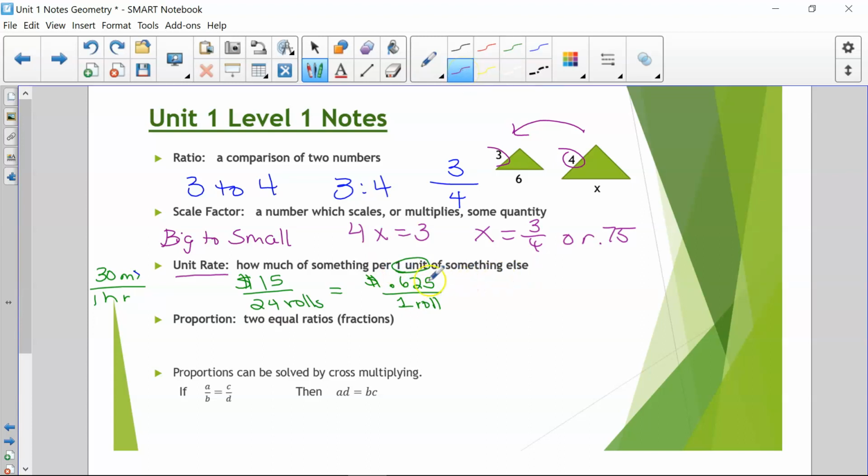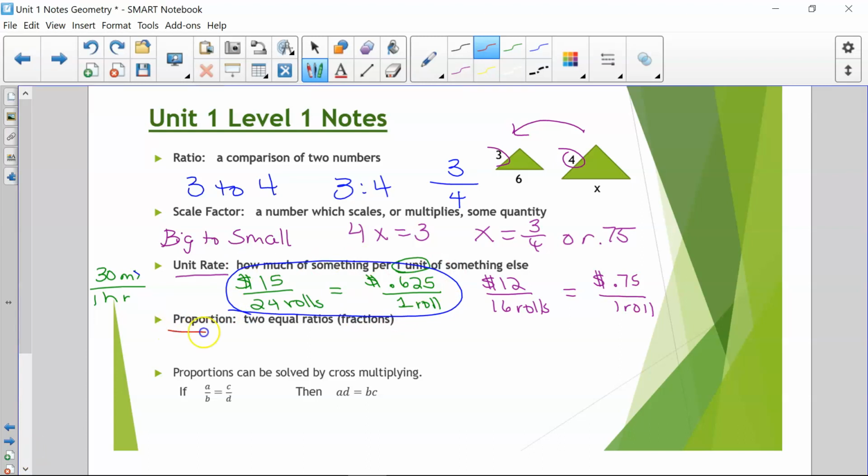I can also find out what's the better deal if there was $12 for 16 rolls of toilet paper. If I divide that out, I would get 75 cents for every 1 roll. So by using unit rates, we can find which one's the better deal, and this one would be the better deal.